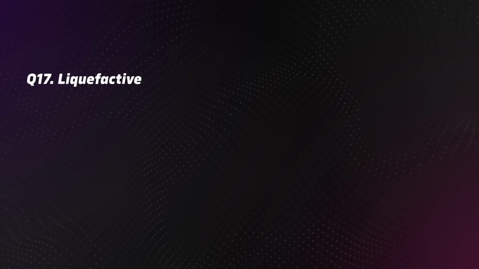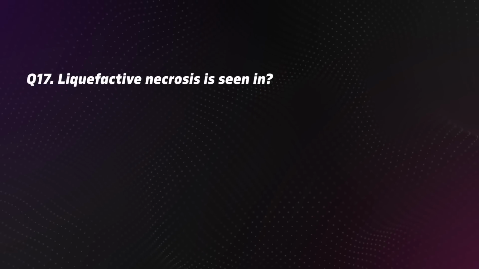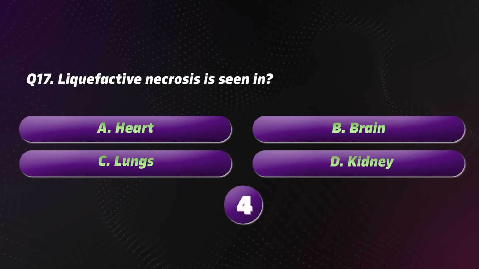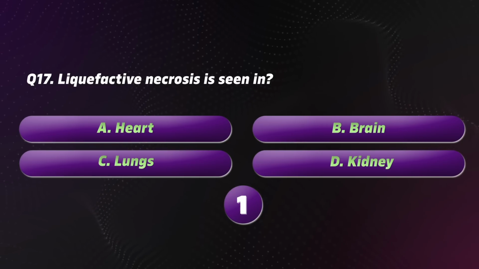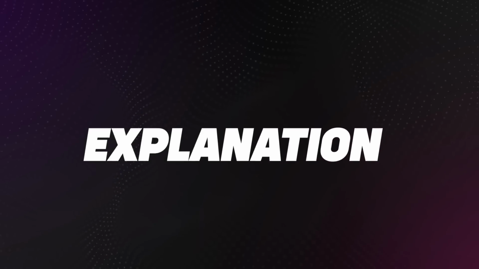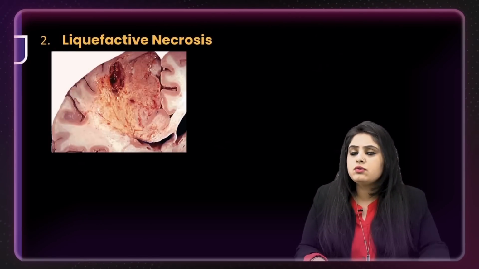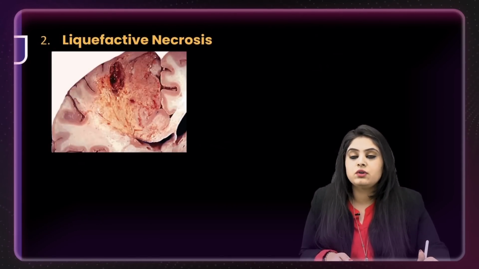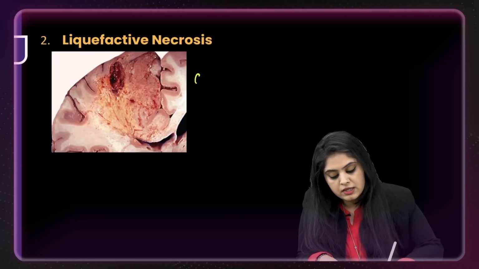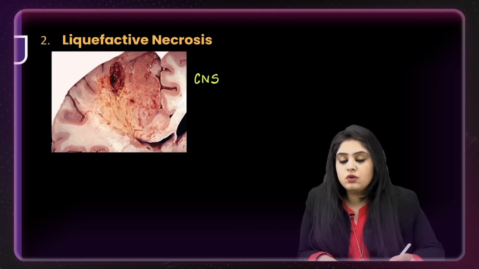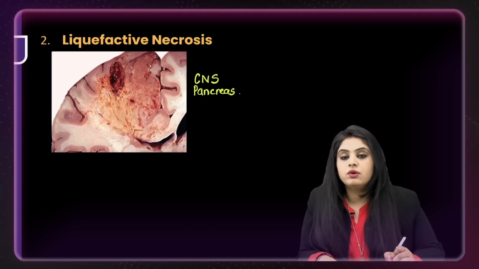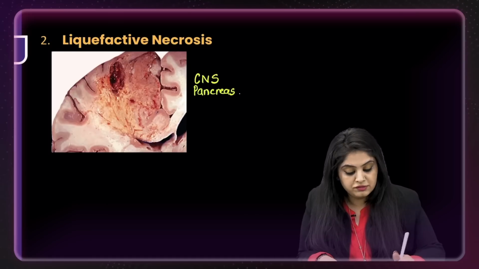Question 17. Liquefactive necrosis is seen in. Here are the options. A. Heart. B. Brain. C. Lungs. D. Kidney. And the correct answer is option B. Brain. Here's the explanation. Liquefactive. Now, did you notice when I was teaching you coagulative necrosis, I said all the solid organs, but I did not mention the brain and I did not mention the pancreas, because these two solid organs show you liquefactive necrosis.